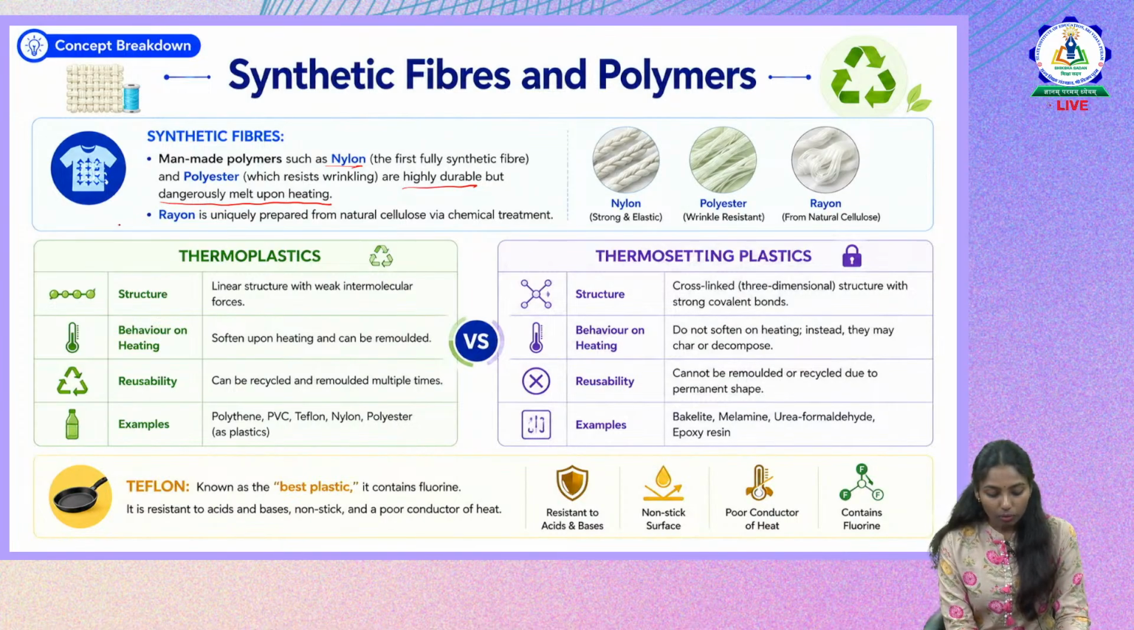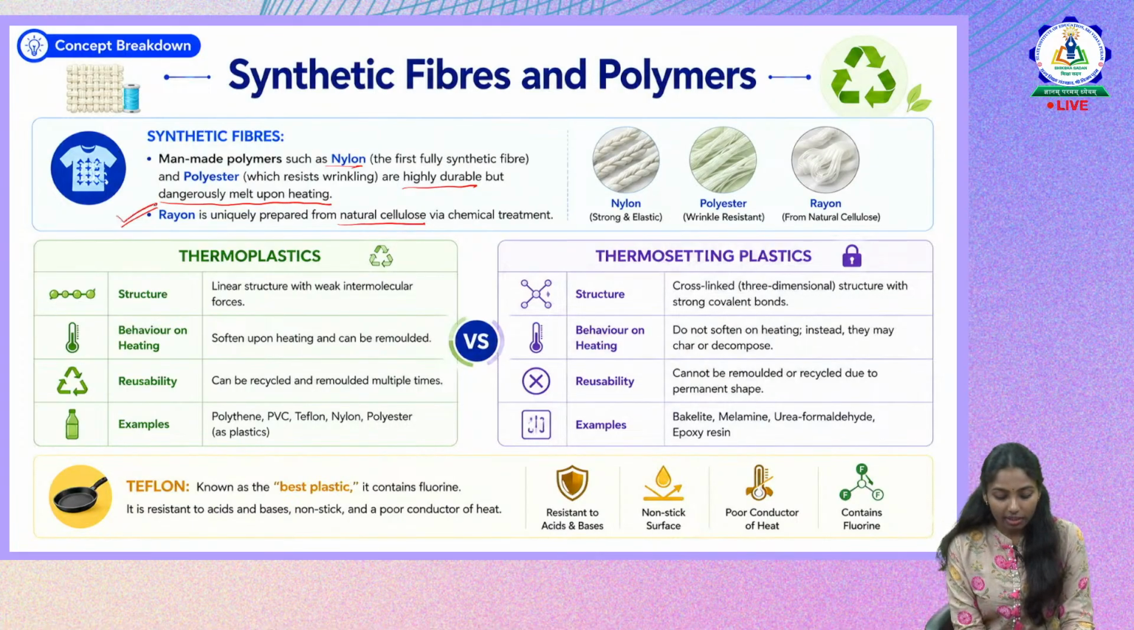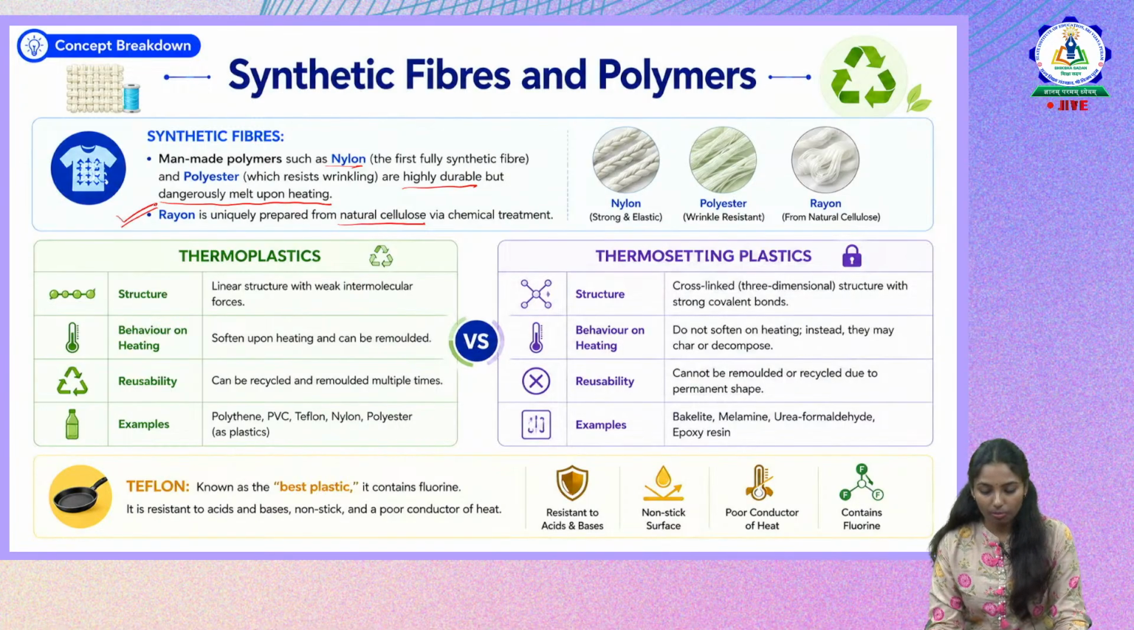There is one more synthetic fiber called rayon. Rayon is prepared from natural cellulose, that is from wood pulp. So the source is a natural source, wood pulp. The synthetic fibers we have here are nylon, polyester and rayon. You can remember the properties: nylon is strong and elastic, polyester is wrinkle resistant, and rayon comes from natural cellulose or wood pulp. You can remember it.